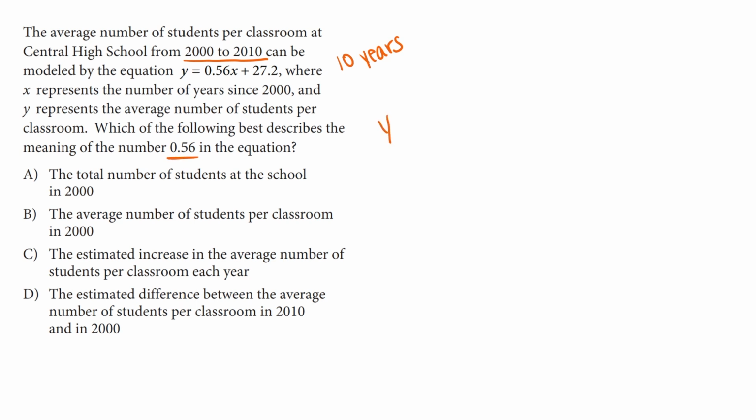Keep in mind that typically equations are in the form y equals mx plus b, where m is the slope. And the slope is the rate of change of a function. If the slope represents the rate of change and 0.56 represents the slope, that means 0.56 is the rate of change every year that we're getting in our classrooms.